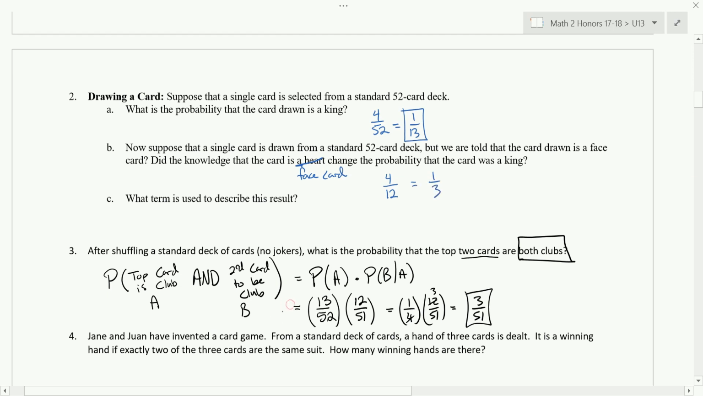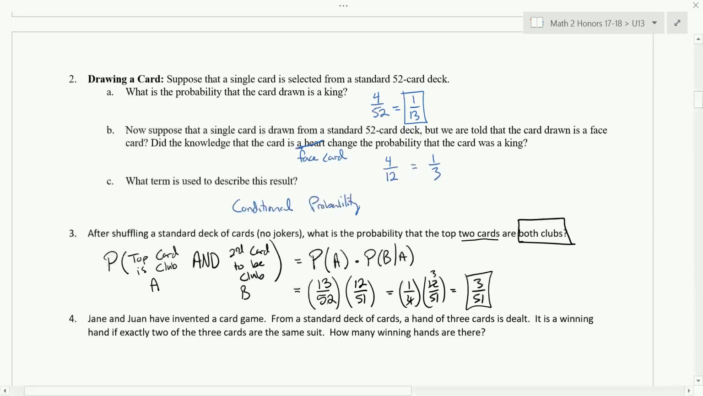So what term is used to describe this kind of thing? This is what we call conditional probability. Because the probability changed based on something happening, right? I knew that the card was a face card, so therefore it changed what we're working with.